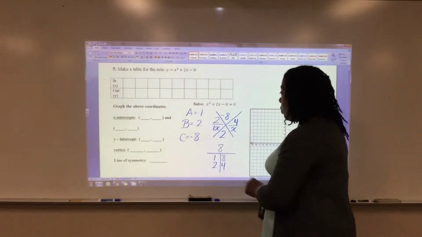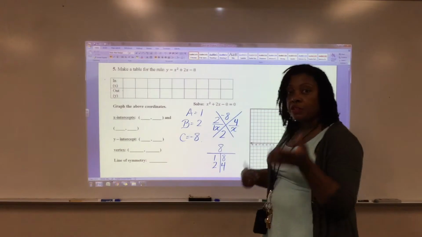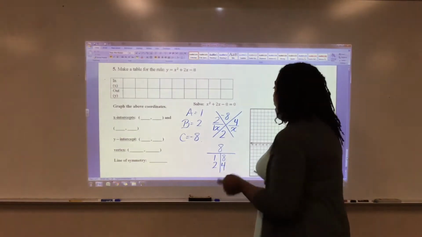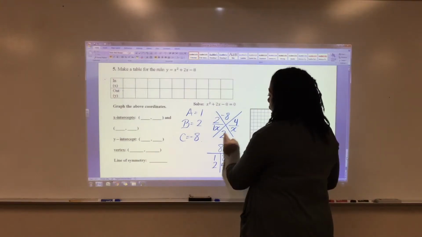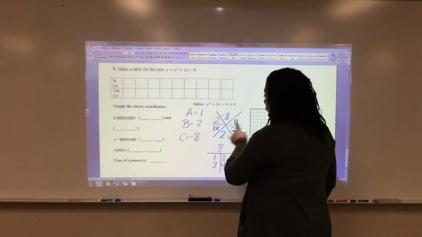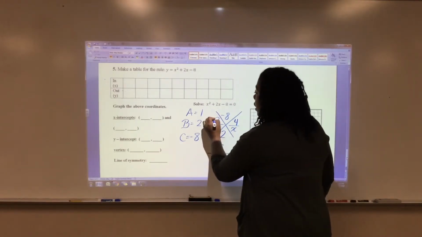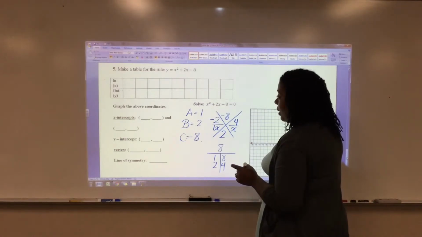But wait, there's more. 2 times 4 will not give me -8. So if I'm confused which one becomes the negative, if the 2 is positive, my bigger number has to be positive. If the 2 was negative, my bigger number would be negative. So since this 2 is positive, I want the 4 to stay positive, so my 2 would be the negative.